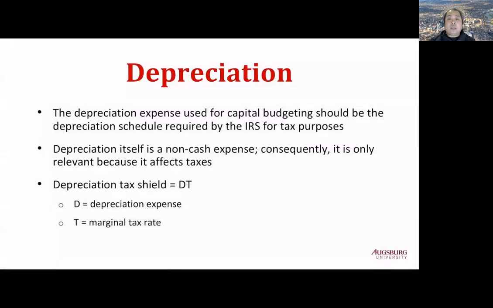Next issue is depreciation. We know that depreciation is not a cash item, but the amount of depreciation is related to the cash flow since it decreases taxable income, lowering taxes. For this reason, we actually need to use the depreciation method that IRS requires in capital budgeting decisions. The amount of tax savings from depreciation is called depreciation tax shield, and it is simply depreciation expense times tax rate.